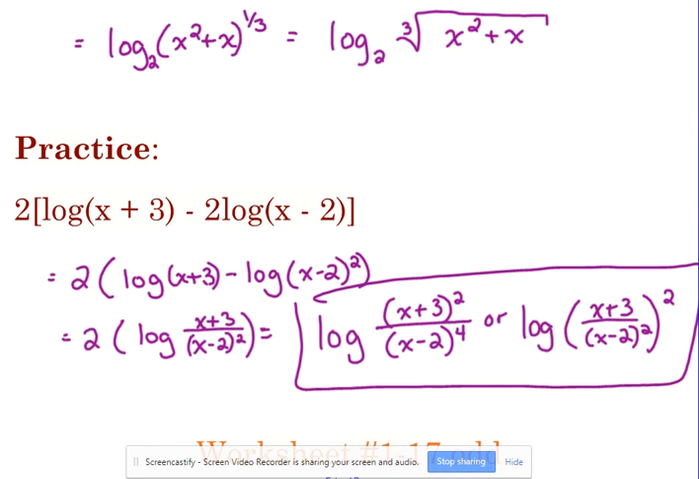Okay, so here are the 2 acceptable answers for the practice. You move the 2 that's inside the parentheses, make it a power, combine the 2 logarithms, and then move the 2 that was in front, so you can apply it to the numerator and the denominator, to make the numerator to the 2nd power, the denominator to the 4th power. We are multiplying those exponents there, by the way. It's a little confusing because 2 plus 2 and 2 times 2 are the same. Or you could just put a set of parentheses around it and put the squared outside.